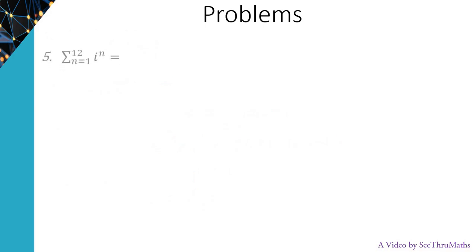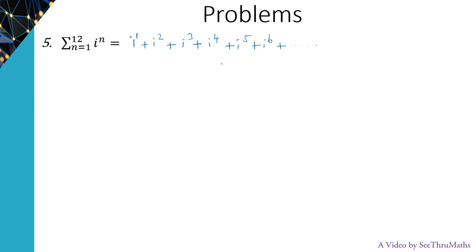We will do a few more different types of problems. Yes, this is really a testing one. Summation n equal to 1 to 12 of i^n. First I will substitute the values. When I put n equal to 1, I get i^1, plus i^2, plus i^3, plus i^4, plus i^5, plus i^6, and so on. Plus the last term is i^12.